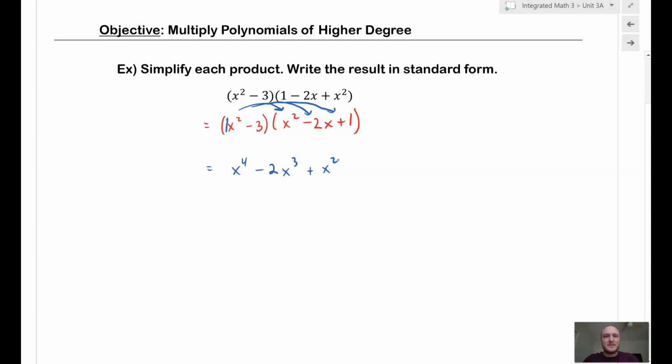Okay, next I'm going to go ahead and distribute the negative 3. So now negative 3 times x squared, that's negative 3x squared. And notice I just stack it right underneath its like term. Negative 3 times negative 2x is a positive 6x. And negative 3 times positive 1 is negative 3.